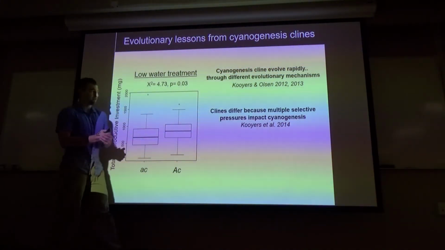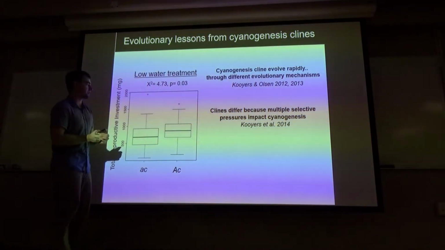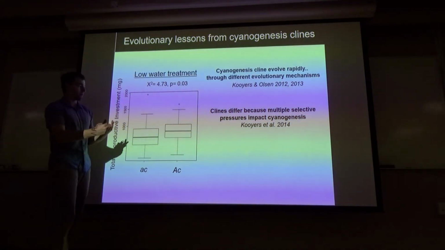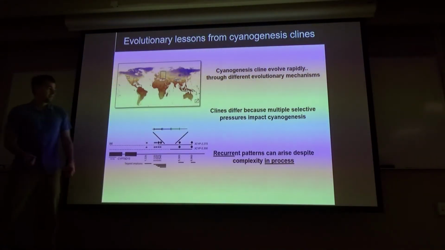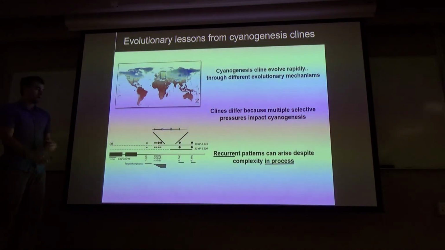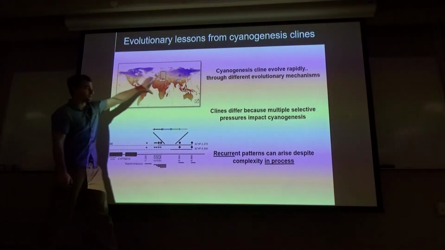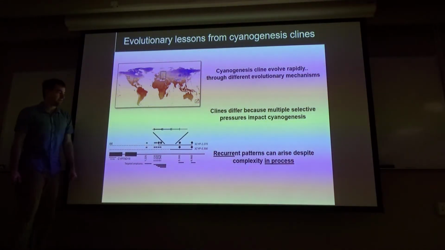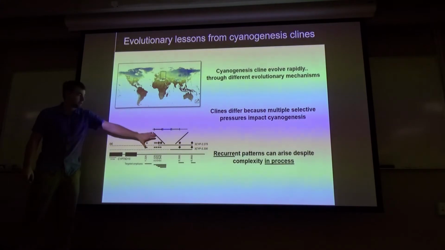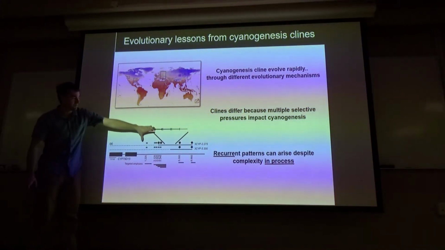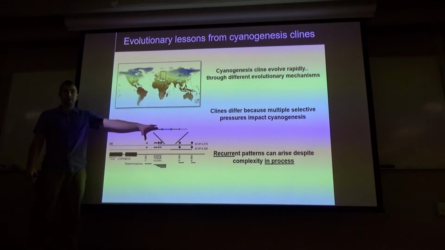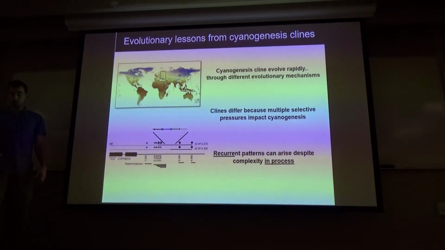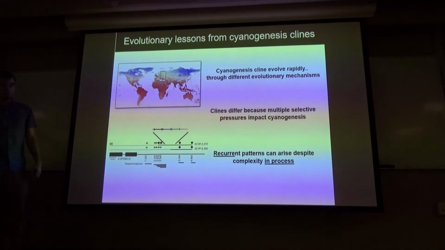I told you there are multiple different selection pressures that are used for creating these clines. Not only herbivory and resource allocation, but also drought stress that we're looking at there. And finally, I told you that there are these recurrent patterns, these cyanogenesis clines that evolve across the world, despite the complexity in the selection patterns that you have, and have arisen multiple times in evolutionary history, largely because of these repetitive regions that occur flanking these particular genes of interest that correlate together into producing these cyanogenesis phenotypes.